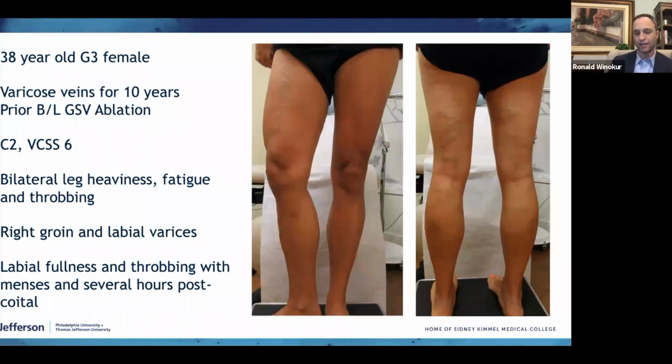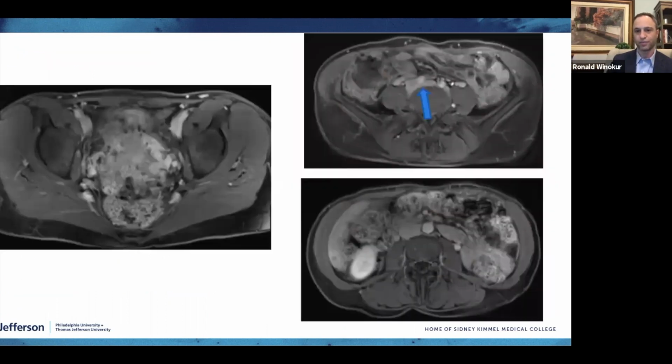She did not have any of these pelvic symptoms 10 years prior when she had the bilateral great saphenous vein ablations, but she's clearly recurring with lower extremity vein disease and has lower extremity symptoms as well as lower extremity varicosities after prior treatments. And now she's starting to develop these pelvic symptoms years later. And so here's her imaging of what it looks like.